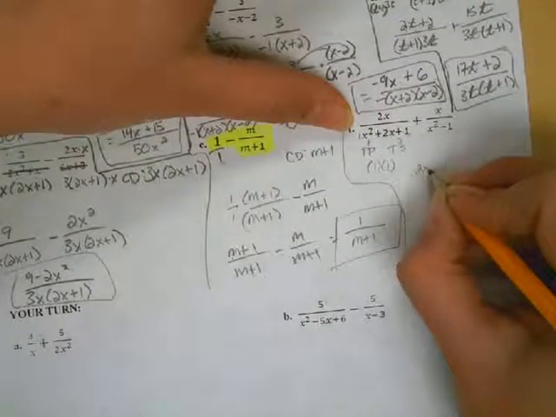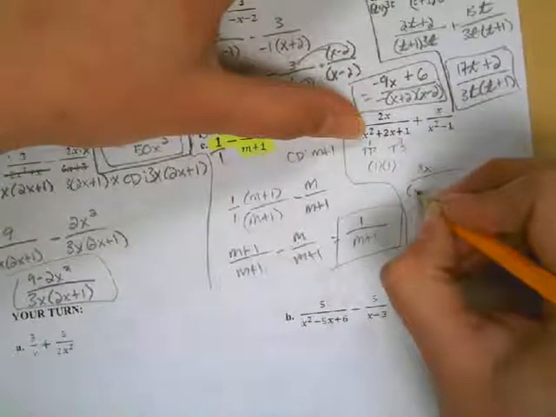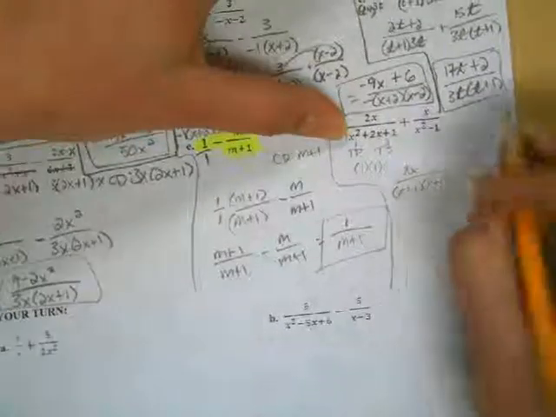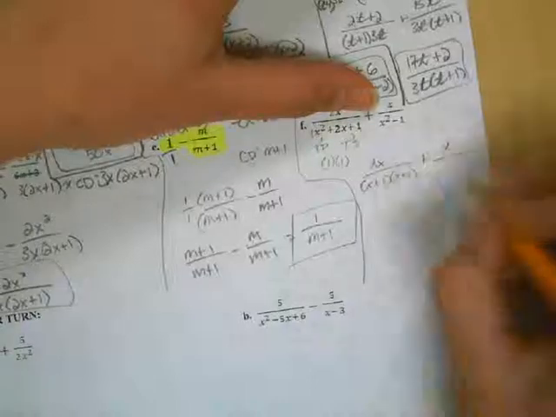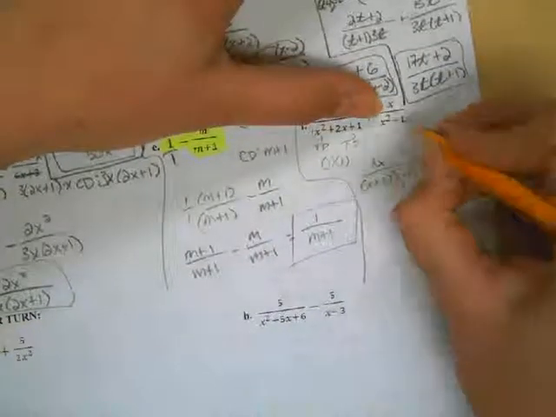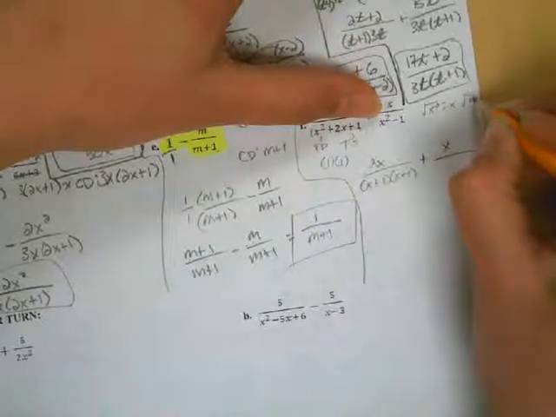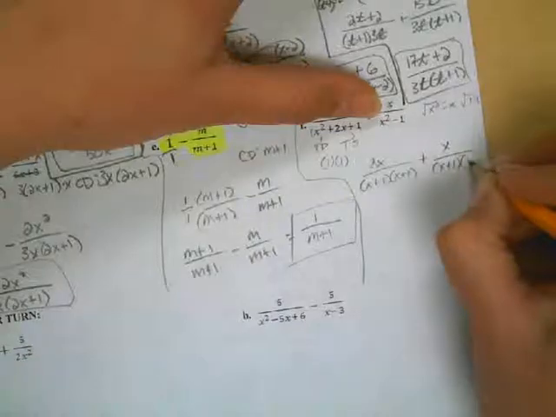So I've got 2x over the x plus 1, plus, so here I've got an x, and this is a square root. Square root of x squared is x, the square root of 1 is 1. So I get x plus 1, x minus 1.